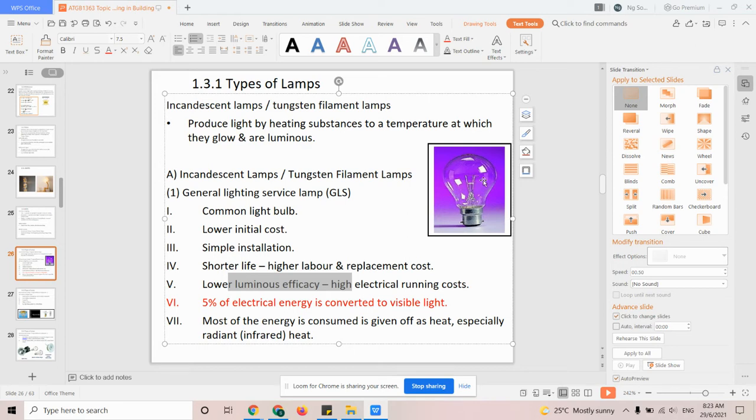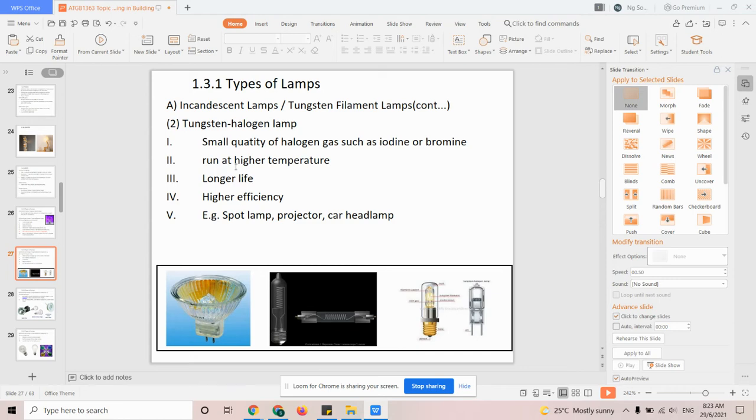So the wastage is on the heat energy still. Okay, so next we have our tungsten halogen lamp. Instead of using a material to get our light, we instead have halogen gas, which is iodine and bromine. Here, in this case, we still run electricity through it, and when electricity is run through this lamp, it activates the gas inside it.